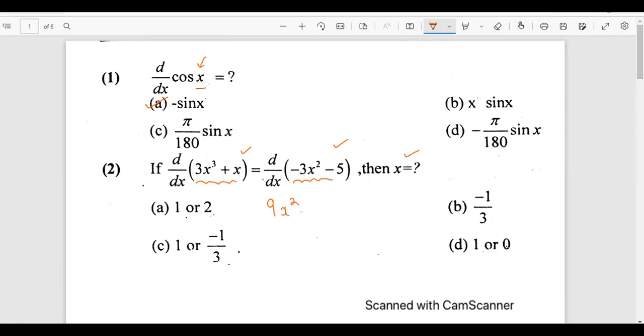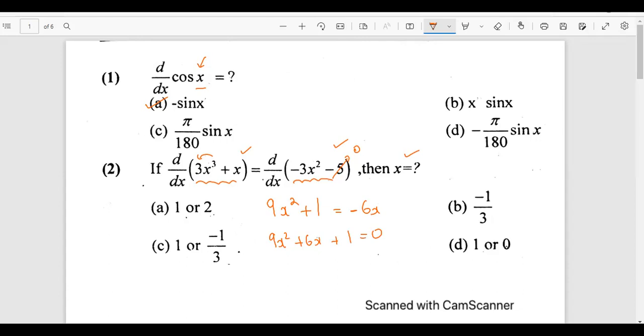9x squared plus 1. Why is it 9? 3 into 3 is 9, and then the power would become 2, equals minus 6x. Okay, and then the derivative of this part would be 0. Let's simplify this. 9x squared plus 6x plus 1 equals 0. We need to do it through middle term breaking. I need two numbers such that when I multiply them, I get 9, and when I add them, I get 6. So the two numbers are 3x and 3x.